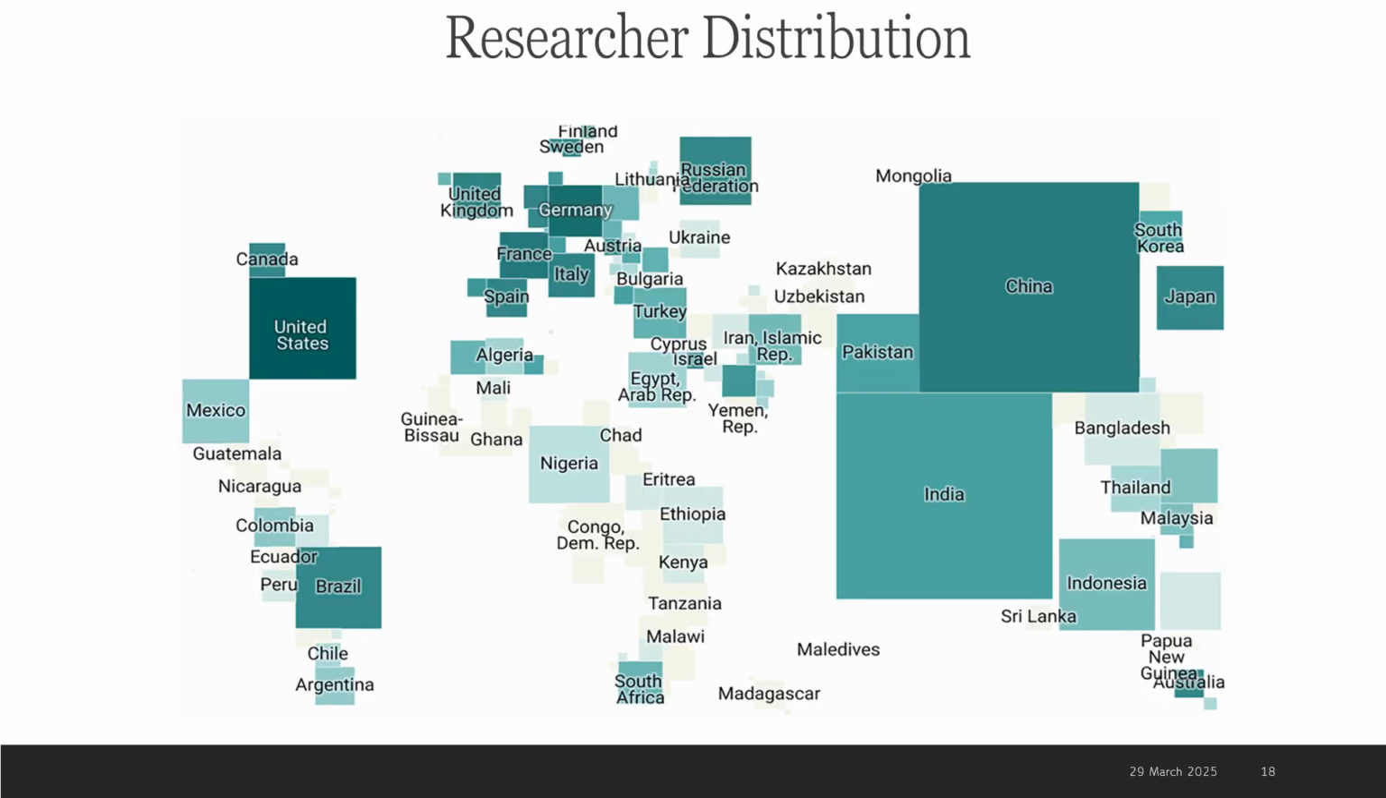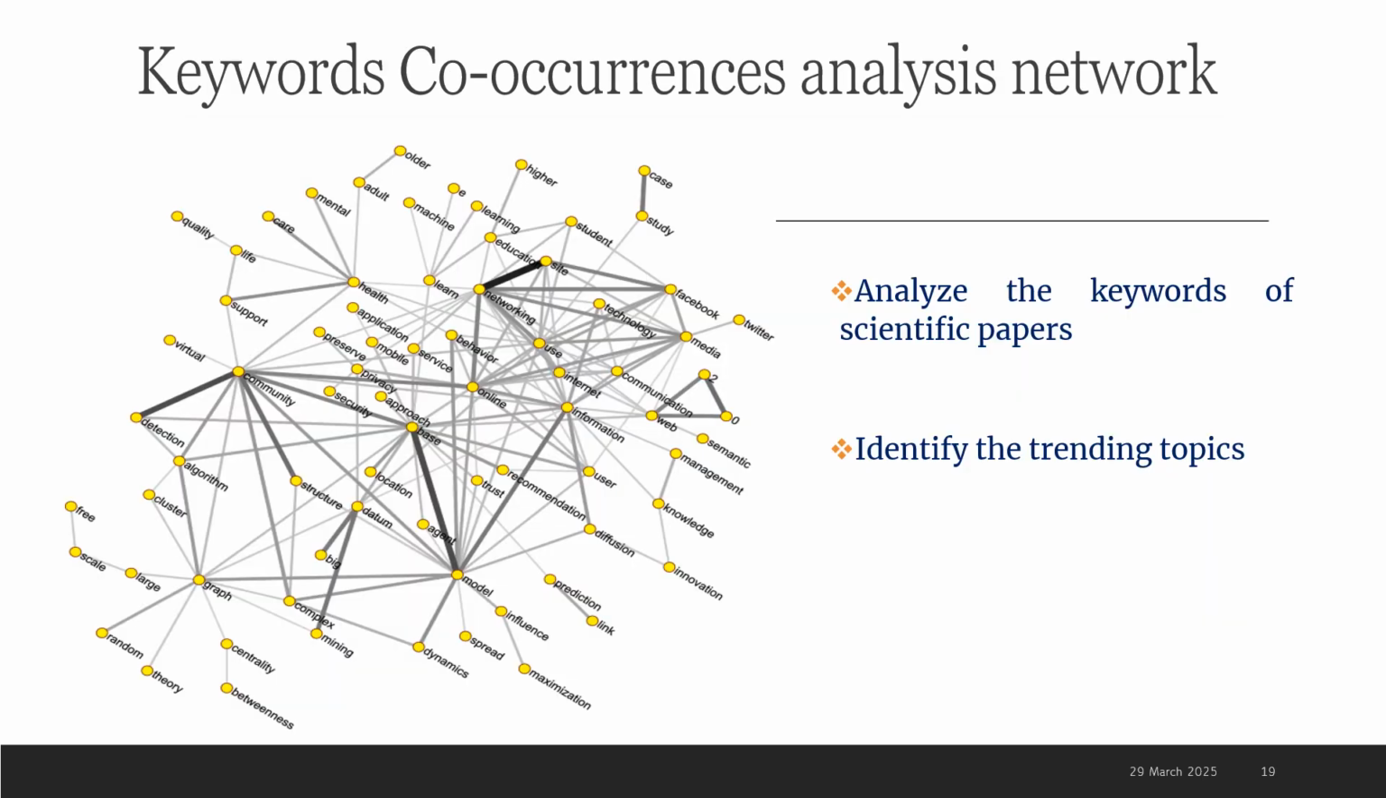And next, this slide shows the distribution of researchers in MBSE, highlighting key contributors, emerging researchers, and the global research patterns. The next slide provides the analysis and grouping of keywords in scientific papers. This helps us to identify the trending topics in a relevant research area, hence called the Keywords Co-occurrences Analysis Network.